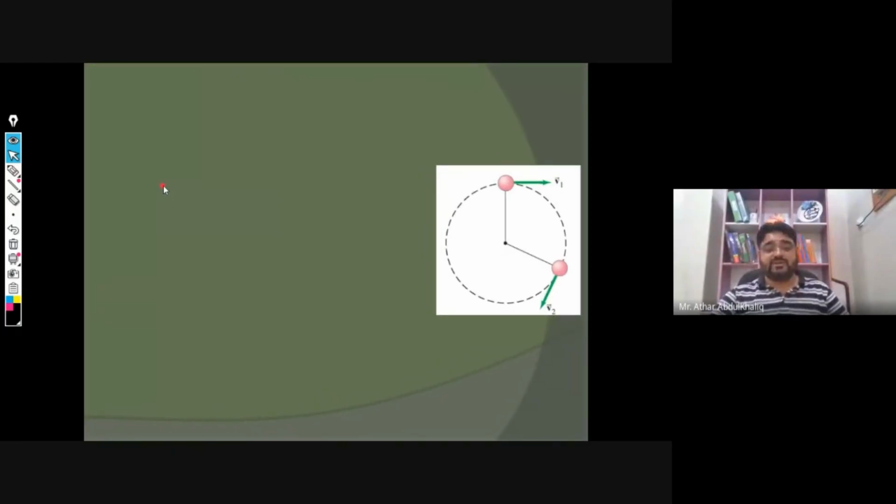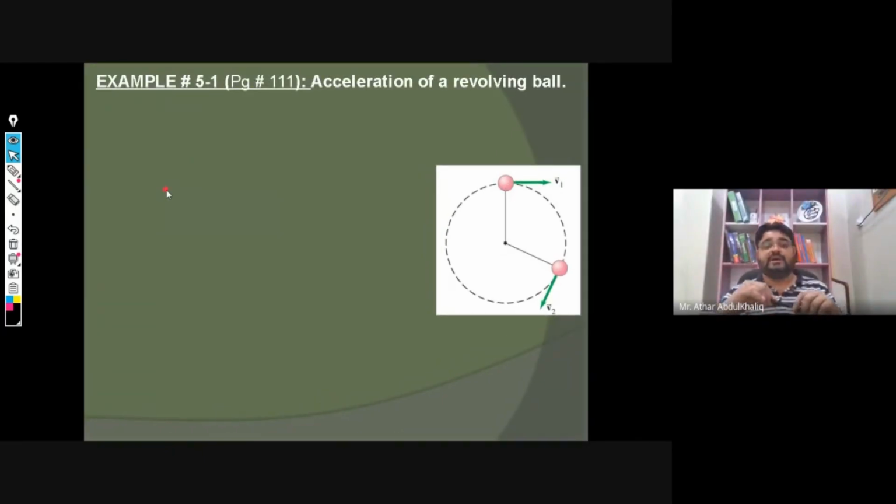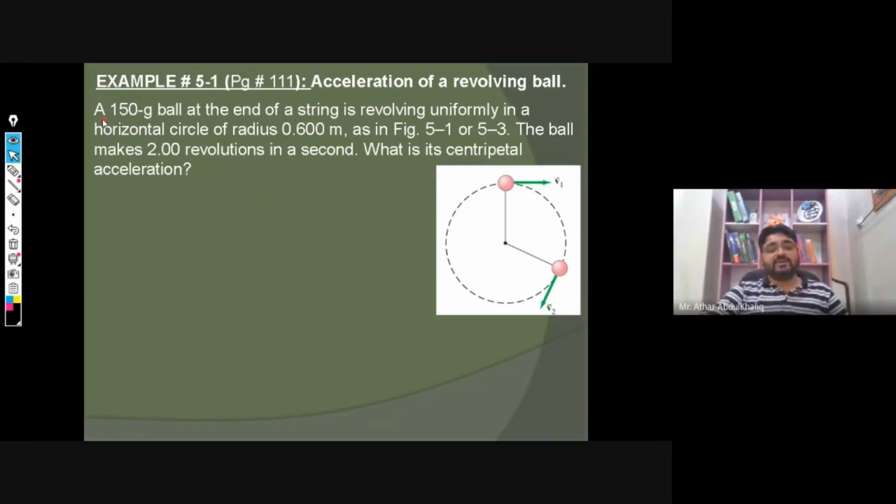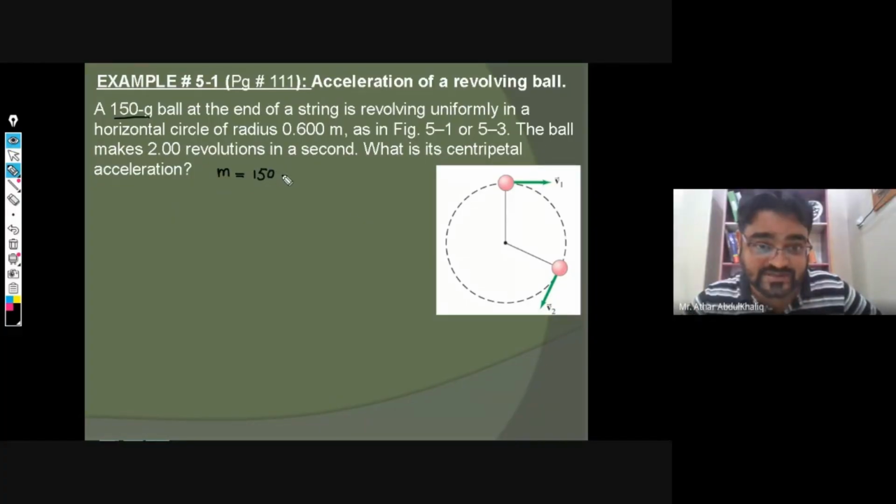For problem number 1, this is actually example number 1, page number 111, acceleration of a revolving ball. This ball is revolving around a circular orbit having radius r. So what is given to us? We have been given that a 150-gram ball at the end of a string is revolving uniformly in a horizontal circle having this radius. The ball makes these revolutions in 1 second. So there are three things known to us. 150 gram is the mass.